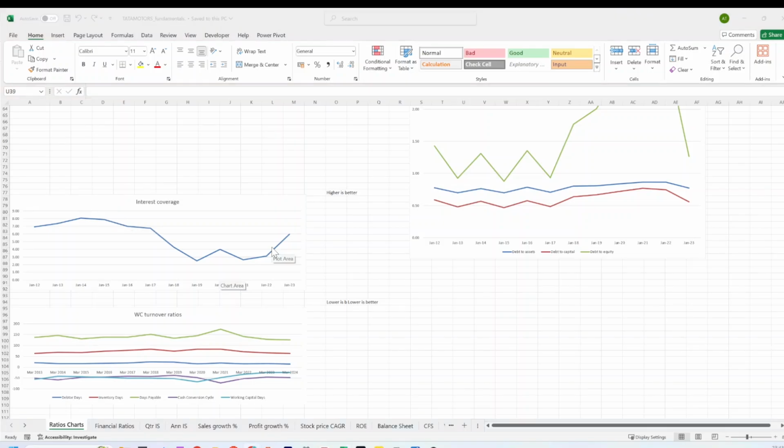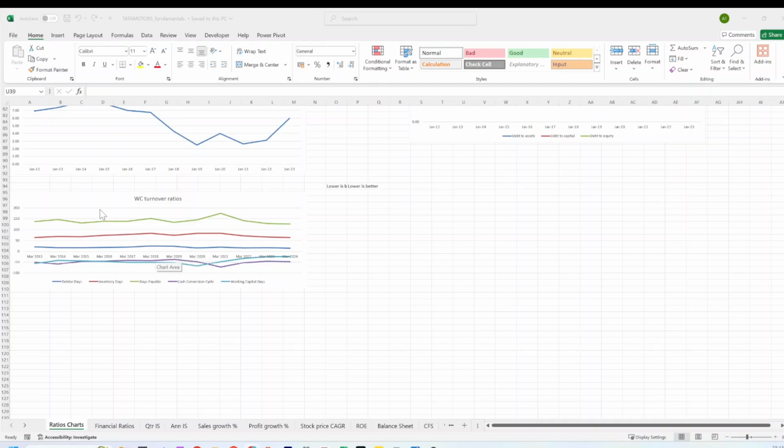This shows how many times the company's operating profit covers the interest payment. At this level, the company's operating profit is 5.96 times the interest. It means if the interest is 100 rupees, then the profit is 596 rupees. Increasing this level is a good indication. And the last ratios which we have to check for liquidity are the working capital ratios.